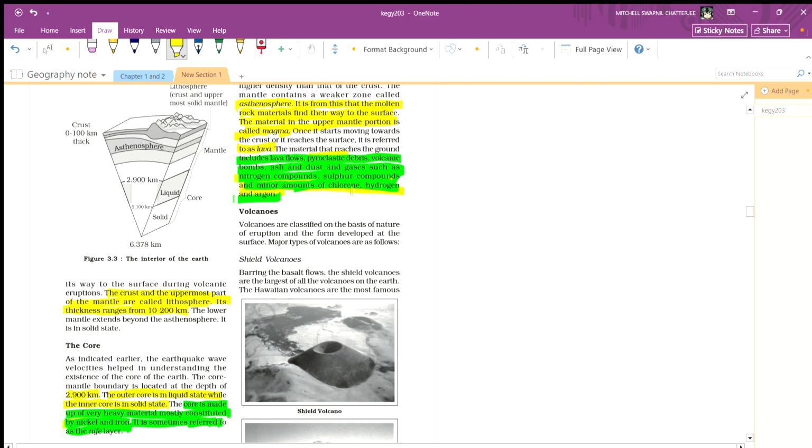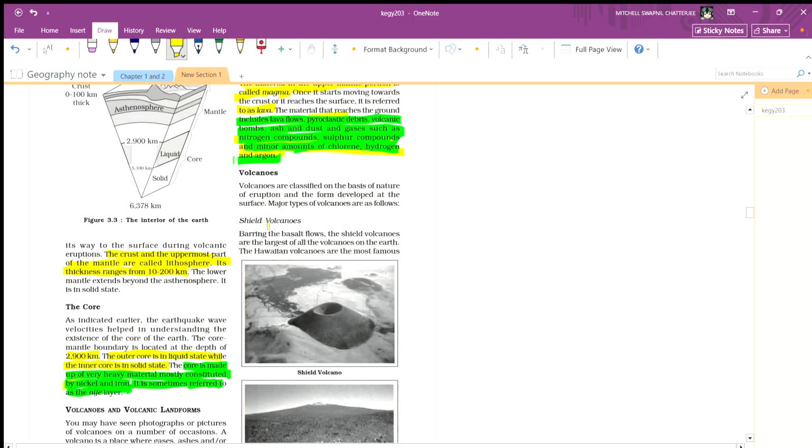Volcanoes are classified on the basis of the nature of eruption and the form developed at the surface. Major types of volcanoes are as follows. The first is shield volcanoes, bearing the basalt flow. The shield volcanoes are the largest volcanoes of the earth.